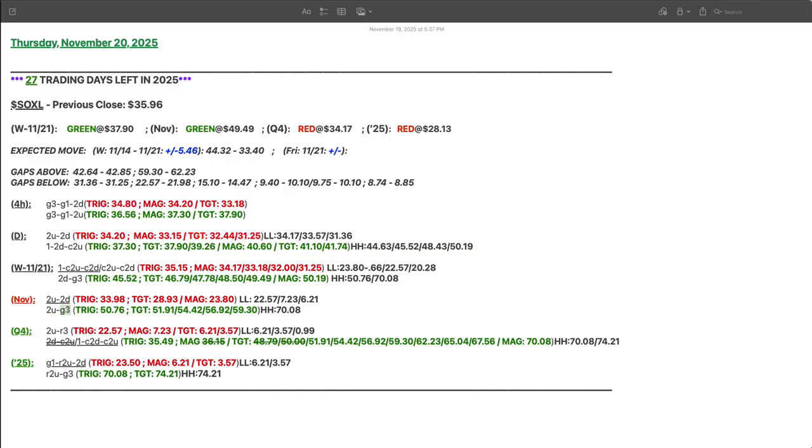The green 3 or the bullish engulfing candle on the month, we would need to get up to 50.76. So again, right now, not really looking at that happening, but we do have a little less than half a month left. So it could still happen, right?